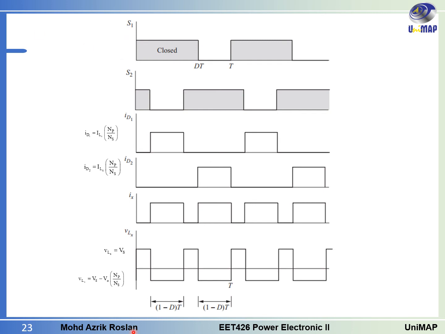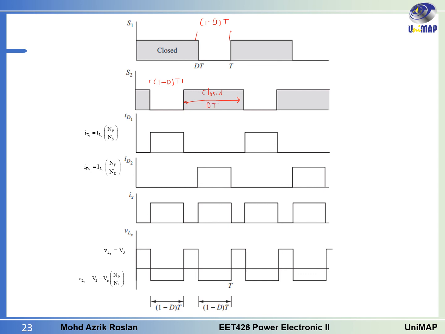Okay, this is the switching sequence and the waveform for the current fed converter. We have, from 0 to T, the switching period. Switch 1 will be closed for the duration of DT and it will be open, from here to here, for the duration of 1 minus D times T. Same with switch 2. There will be a duration where the switch is off for 1 minus D times T, and during this time it will be closed for the duration of DT.